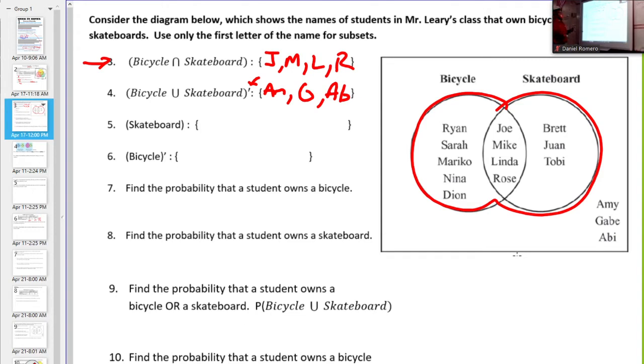Alright, so give me the subset that are just skateboard. Who are people that ride skateboards? Yeah, you have to have everybody from the intersection from before, Joe, Mike, Linda, Rose, but then also our friends Brett, Juan, and Toby.